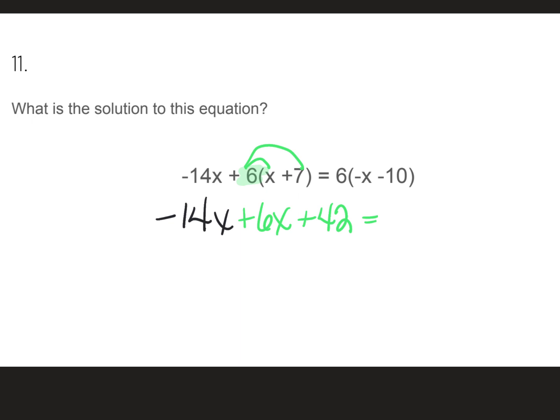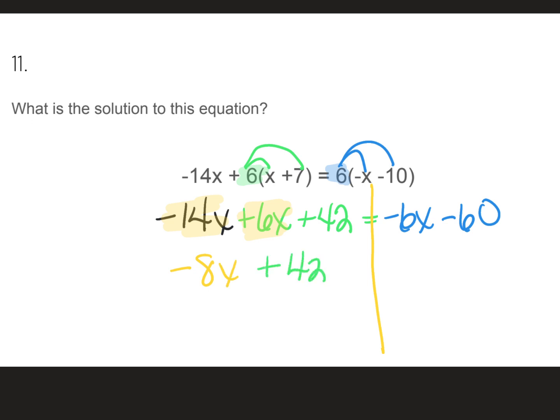On the other side, we got another set of parentheses, another 6. So 6 times negative x, 6 times negative 10 is negative 60. All right, so I'm going to look at just the left side of my equation, and I'm going to combine like terms because I see I've got 2 x's. And so before I start to move anything, I want to get those combined. So negative 14 plus 6 gives us negative 8x. Everything else is coming down.